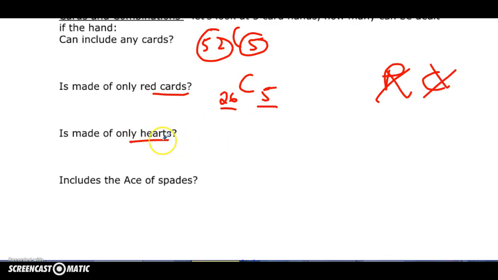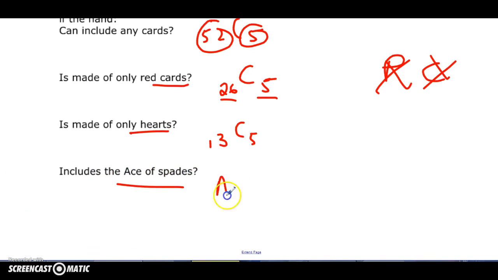Hearts. How many hearts are there? 13. And I'm choosing 5. That's it. How many of them include the ace of spades? Let's think about this. First of all, we get the ace of spades. How many ways can you choose the ace of spades out of the ace of spades? Once. So there's one way to get the ace of spades.